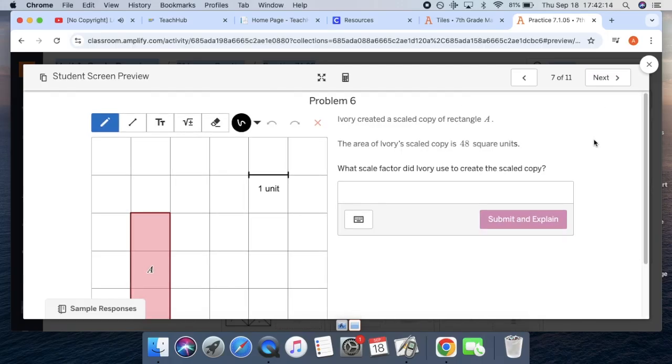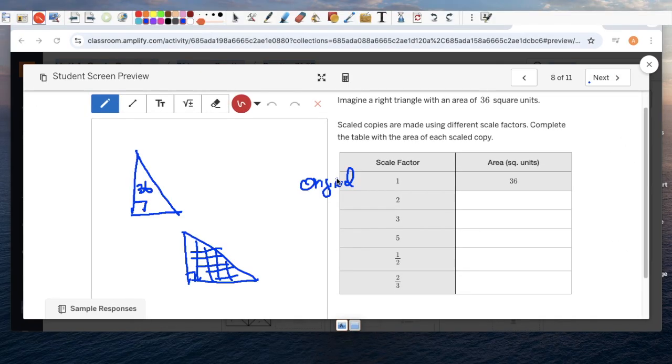I recreate a scale copy of rectangle A. Okay, the area. I think I just answered that question. Okay. I have to edit the video.